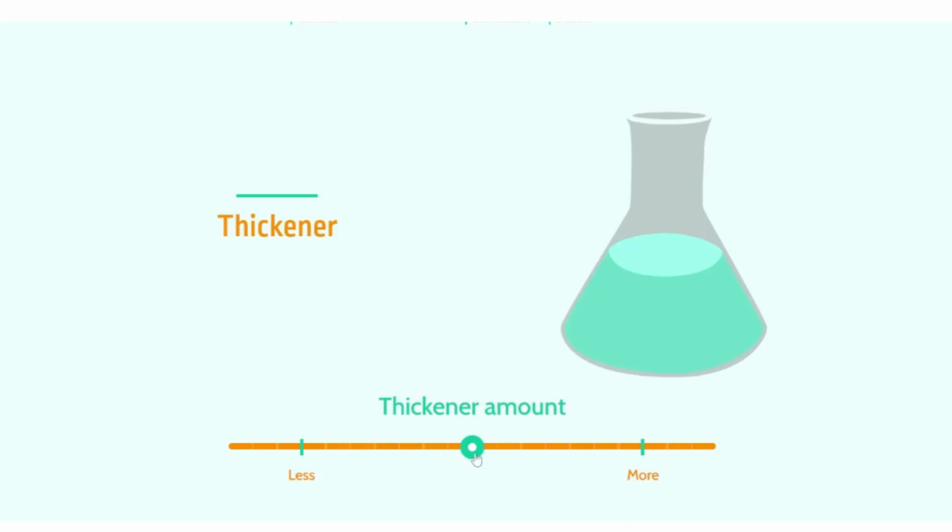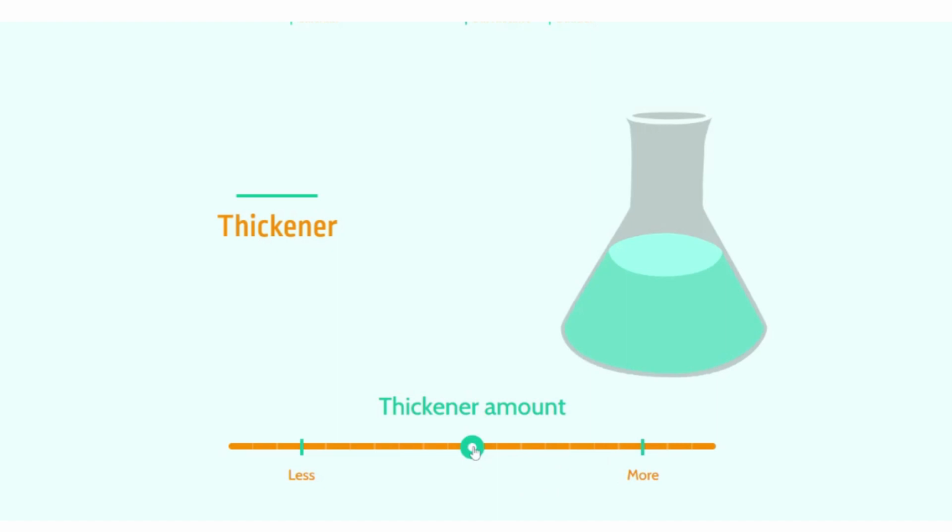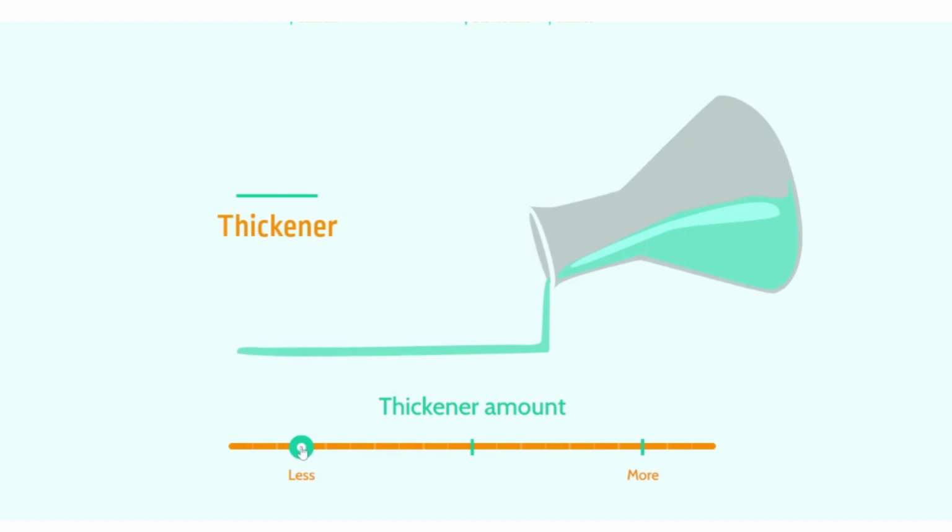Now let's use the animation here to see what will happen to the product if we have more thickener. So as you can see, it's more viscous, right? And the rate of the flow is slower. But what if we have less thickener? So if we have less thickener, the product is less viscous and it can flow faster.